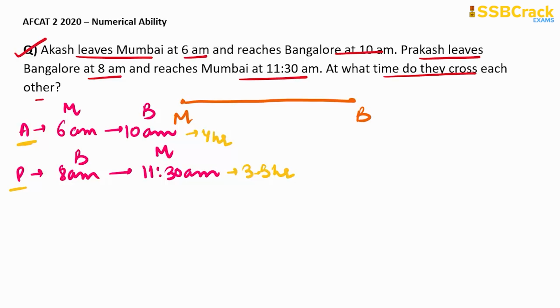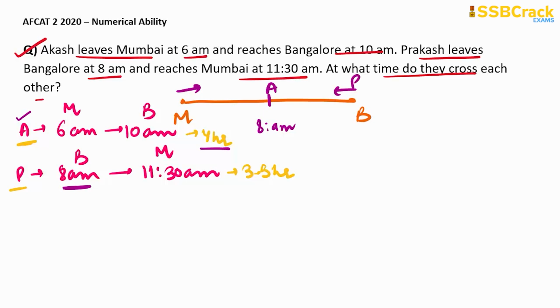As they are traveling in opposite directions, here we can see Akash is traveling from Mumbai to Bangalore and Prakash is from Bangalore to Mumbai. So as we can see, Prakash started his journey at 8 am, so he started his journey 2 hours after Akash. Right, so at 8 am Akash must be here, right, because if Akash completed his journey in 4 hours, then in 2 hours he must have completed half of his journey. So at 8 am Akash must be here and Prakash must be here, right.